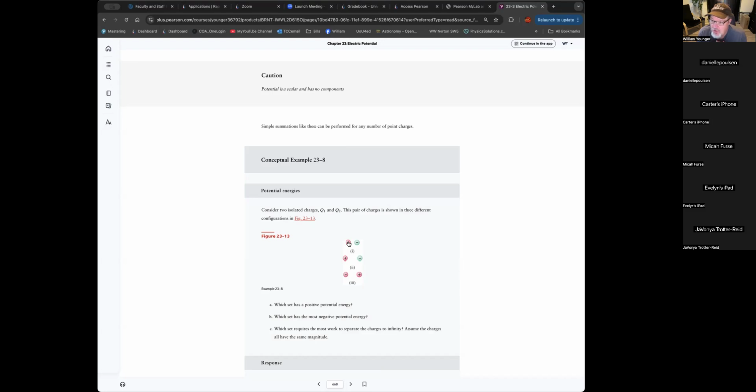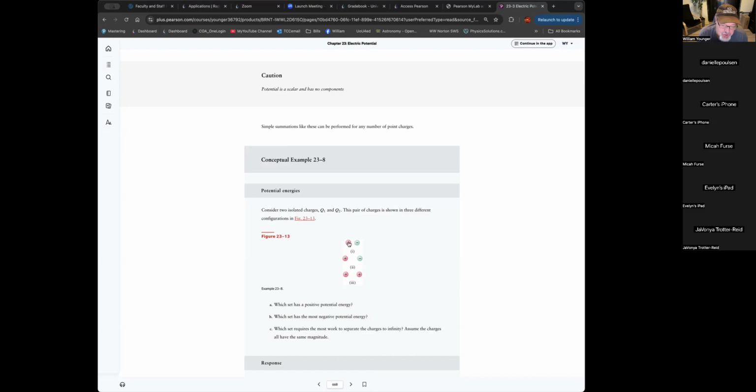And of course, a negative potential energy with a small r at the bottom means it's a very high negative potential energy. In configuration 2, it's also going to be a negative potential energy, but because the r is bigger, it's going to be a smaller negative. So in fact, when it asks which set has the positive potential energy, we can already see that it's going to be 3.